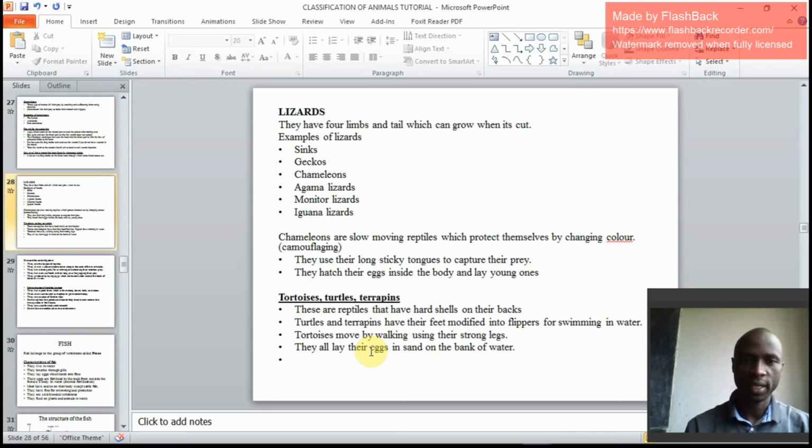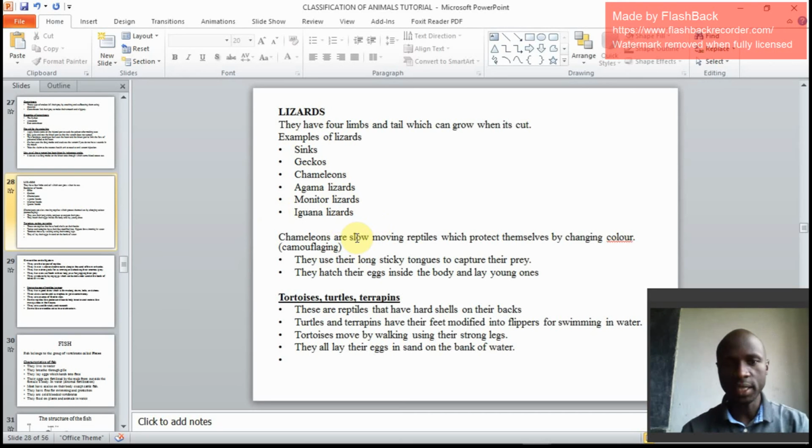Then we go to lizards. They have 4 limbs and a tail which can grow back when it's cut. We have examples of lizards. We have skinks. We have geckos. We have chameleons. We are used to geckos and chameleons. We have agama lizards. We have monitor lizards. We have iguana lizards. All these are lizards.